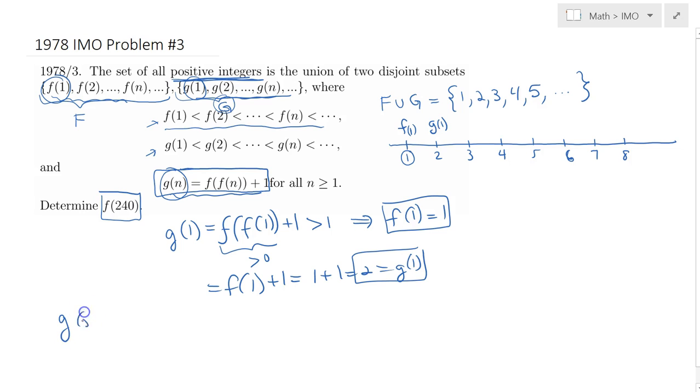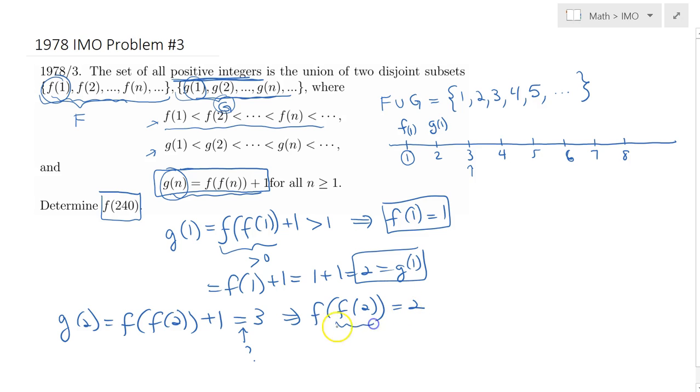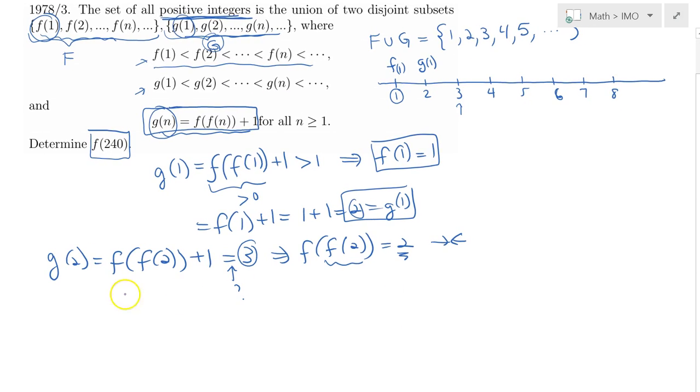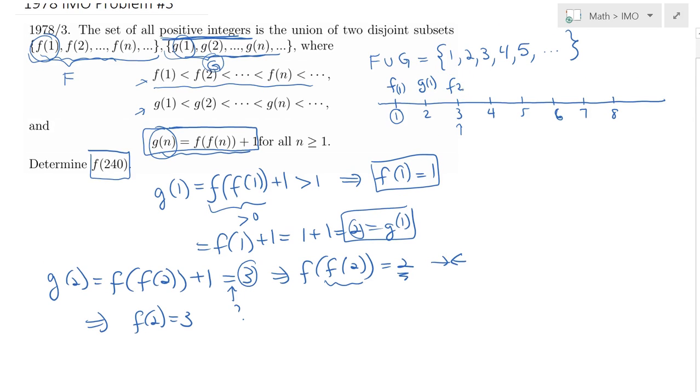Okay, so let's calculate G of 2, which is simply F of 2 plus 1. Now one might wonder if G of 2 might actually equal 3, the next number. So let's see if that's reasonable. We are testing it. If it's equal to 3, that would imply F of 2 is equal to 2, but that's impossible, because F will never map a value to 2, because that's already taken by G. So that's a contradiction. Therefore this assumption was wrong, implying that in fact F of 2 is equal to 3. So let's put it here: F of 2 is equal to 3.